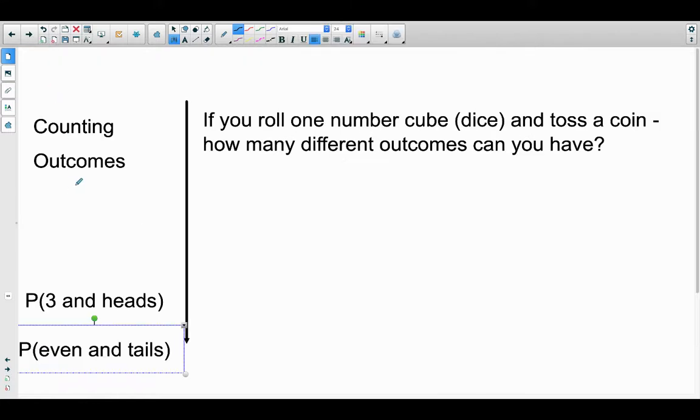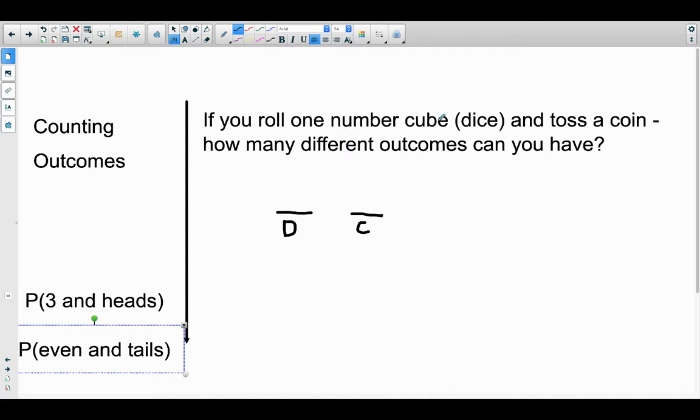So let's look at this one. I'm going to roll a number cube. And then I'm going to toss a coin. So I'm going to do 2 different things. My first one is going to be my number cube. My second one is going to be tossing a coin. I'm going to put a C for coin. I'm going to put a D for dice so I can tell them apart.